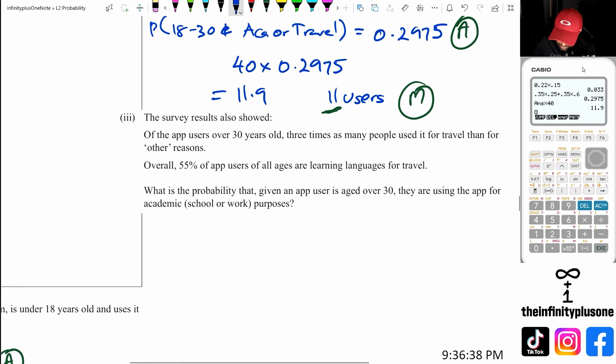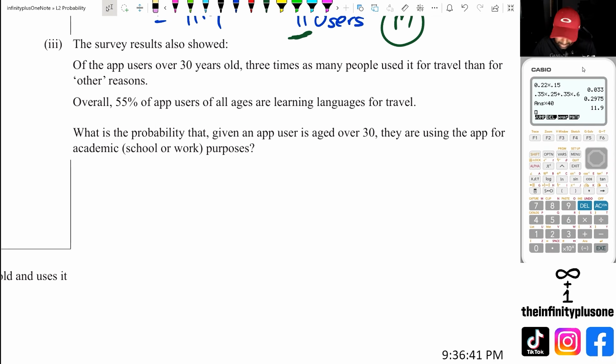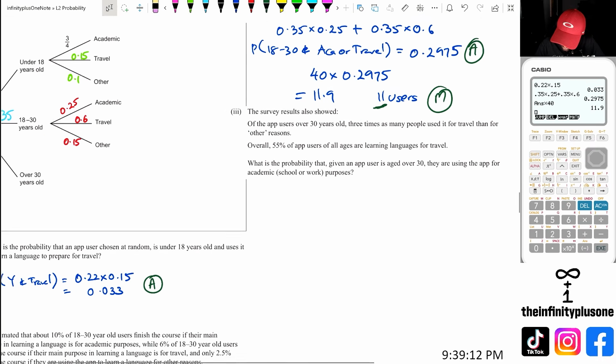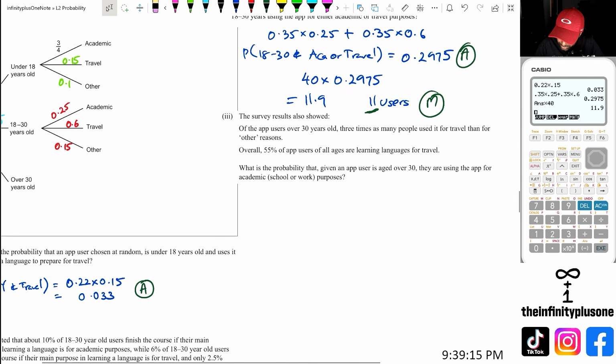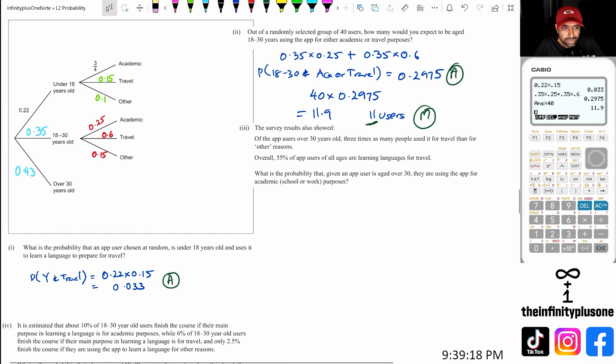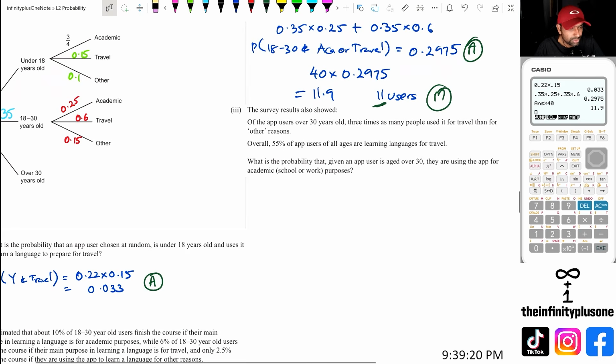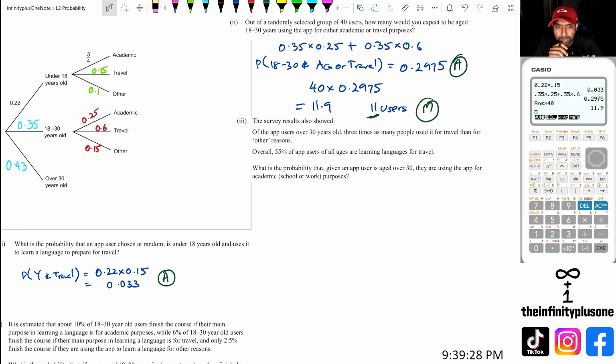All right. The next one is part 3 of this question. It says that 3 times as many people use it for travel than other reasons, and overall 55% of app users are learning languages for travel. Okay, let's have a look at this. What we've got to keep in mind is we're looking at the over 30-year-olds. The first thing to note is that of the app users over 30 years old, 3 times as many people use it for travel than for other reasons.